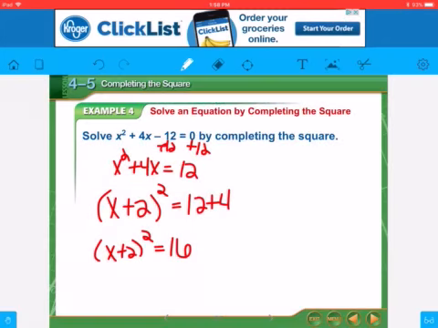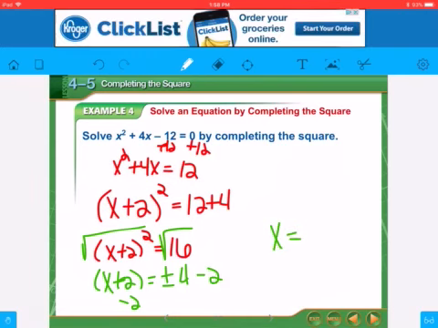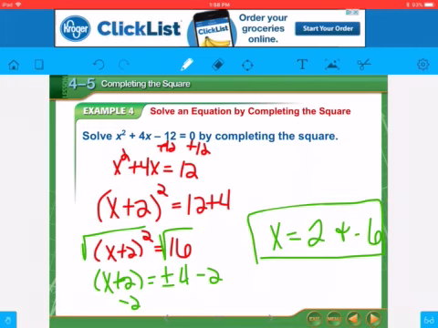Okay, now I can go through and solve for x. So my first step is I'm going to square root both sides. So I have x plus 2 equals plus or minus, because when you take the square root, it's always plus or minus. And then the square root of 16 is 4. So the square root of 16 is positive 4 and negative 4. And now my last step is to get x alone. I'm going to subtract 2 from each side. So I get that x equals, I've got positive 4 minus 2, which is 2. And I've got negative 4 minus 2, which is negative 6. So I have two solutions here. And my two solutions are 2 and negative 6.